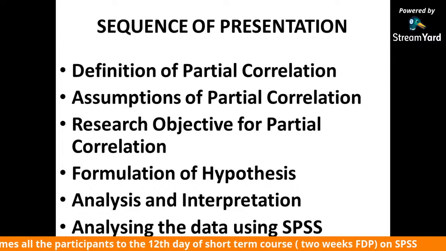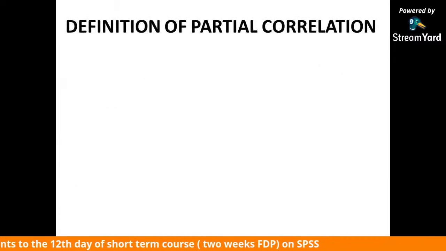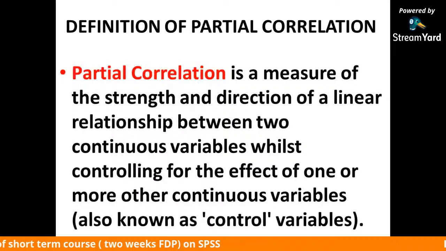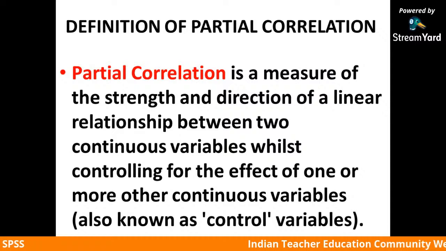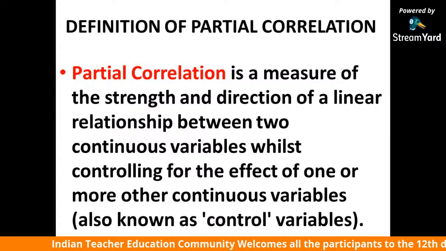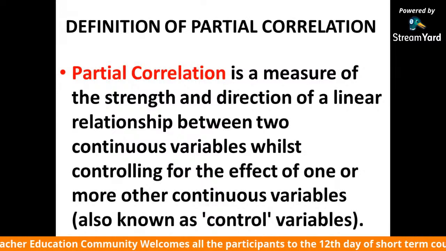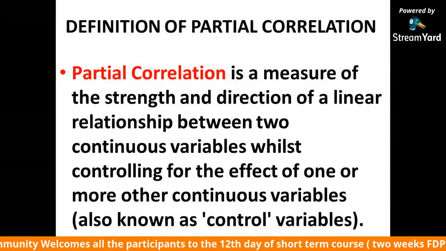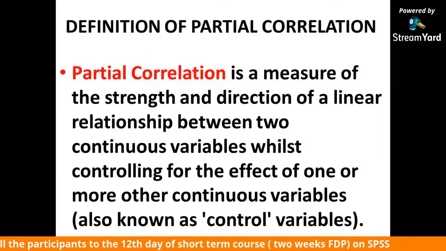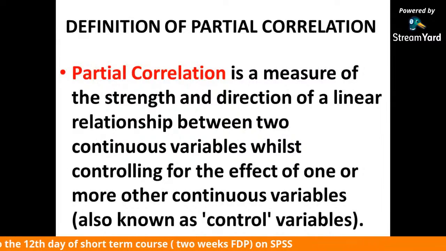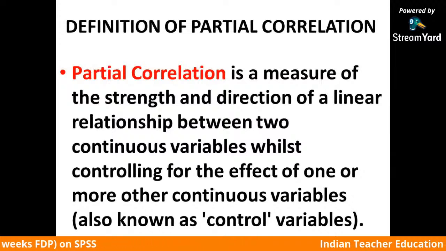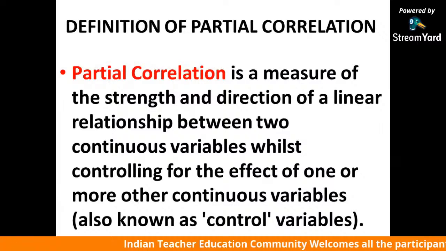So first, let's go to partial correlation. The partial correlation is a measure of the strength. Please underline the word strength, because it will tell whether it is weak or it is strong. So measure of strength and direction. So direction, you know whether it is positive or whether it is negative.